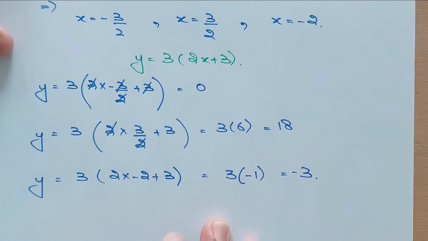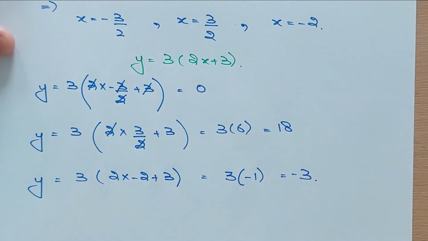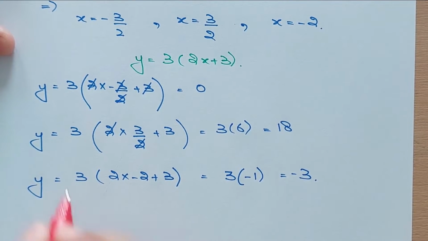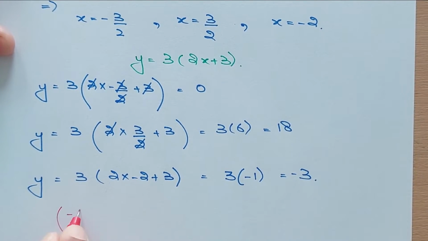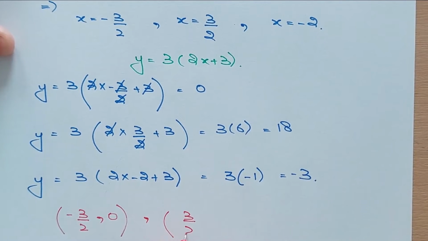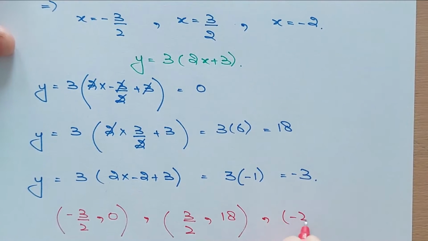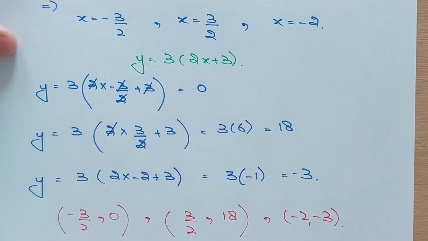So we can say the points of intersection of the curve and the line are: the first point, when x is minus 3 by 2, it is 0, so (-3/2, 0). The second point is (3/2, 18). And the third point is (-2, -3). So these are the 3 points of intersection of the curve and the line.